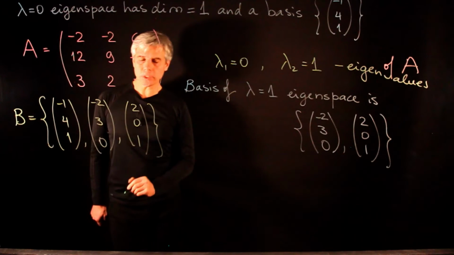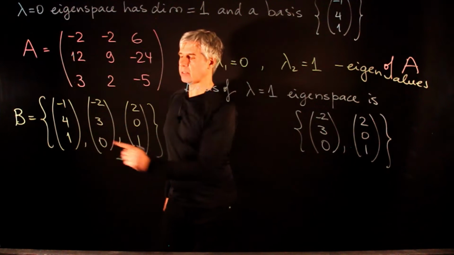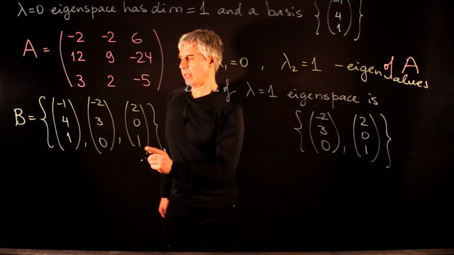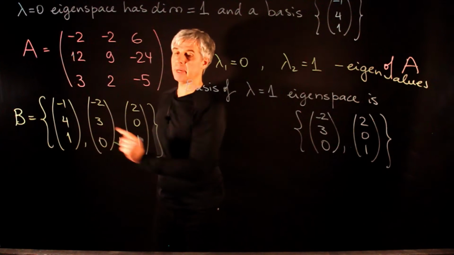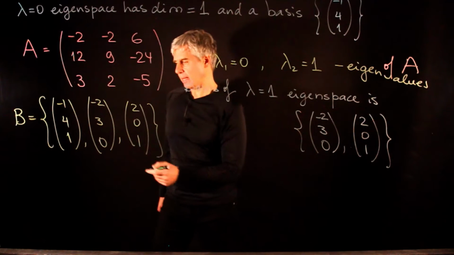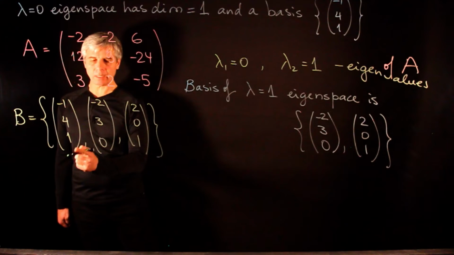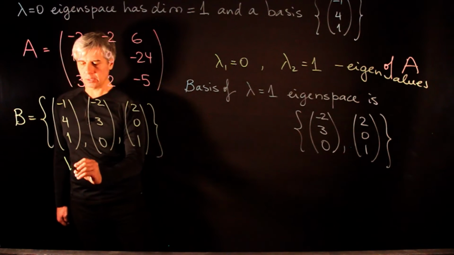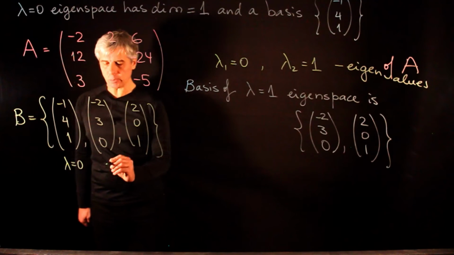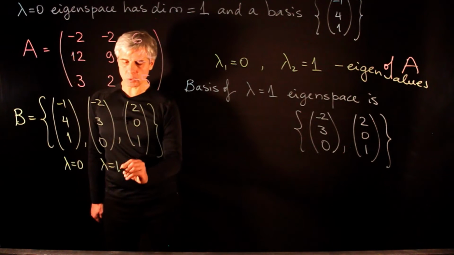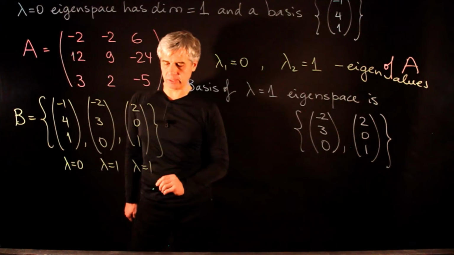It is possible to check that these 3 vectors are linearly independent, and thus they form a basis of R3. And so this basis consists of eigenvectors. So the first is a lambda equals 0 eigenvector, and the last two are lambda equals 1 eigenvectors.